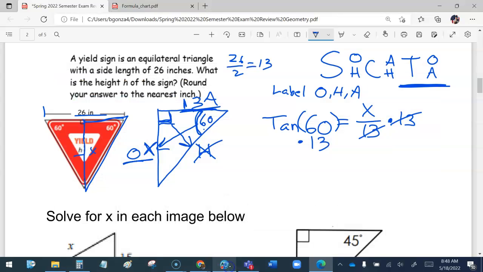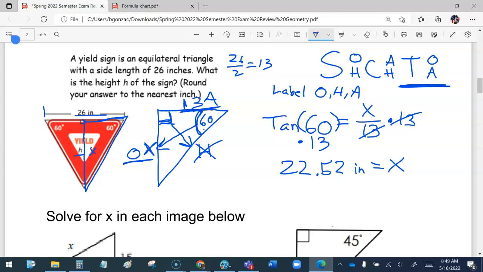I get 22.52. That 6 makes it round up. And those were measured in inches. Okay. So look, I had a trigonometry problem. Even though it was a triangle, I had to cut it in half because I was looking for x, which is down the middle, the height. Okay. I had to make sure I had the right side length. It wasn't 26, it was halfway, so it's 13.